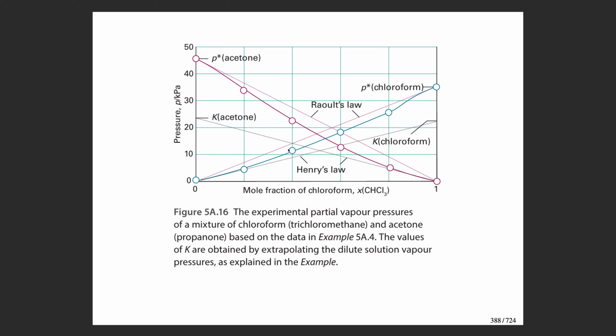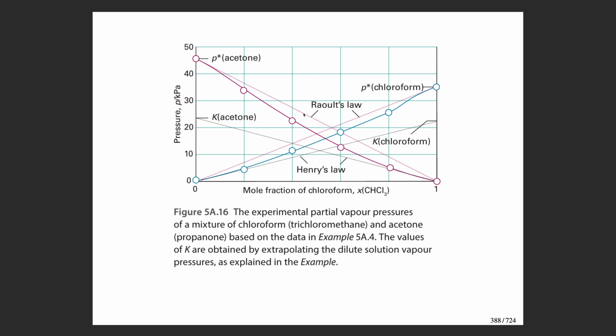Mole fraction of chloroform. So this is the chloroform curve right here. This represents the vapor pressure of chloroform. This represents the vapor pressure of the acetone. The straight line that you see here and this straight line that you see here, that's what you would predict from Raoult's law. And the measured vapor pressures you see are smaller. They're lower than what you would expect from Raoult's law.